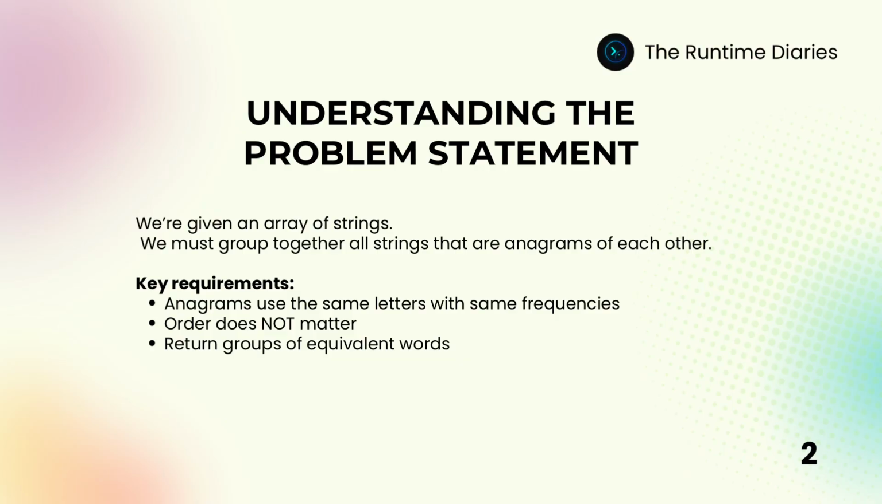Group anagrams is one of the most common interview problems that looks simple on the surface, but teaches you a lot about hashing, normalization, and algorithmic thinking. So let's start with what this problem is actually asking. We're given an array of strings, and we need to group together all strings that are anagrams of each other. An anagram just means two words use the same exact letters with the same exact frequencies. And order does not matter. So if two words look different, but their letters match, they belong in the same group. And our job is to return all those groups.